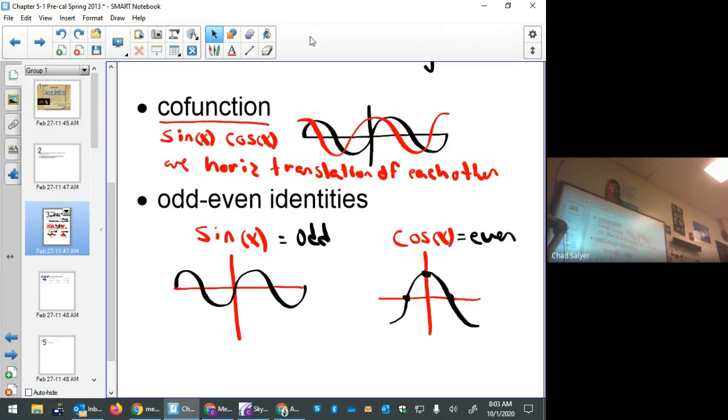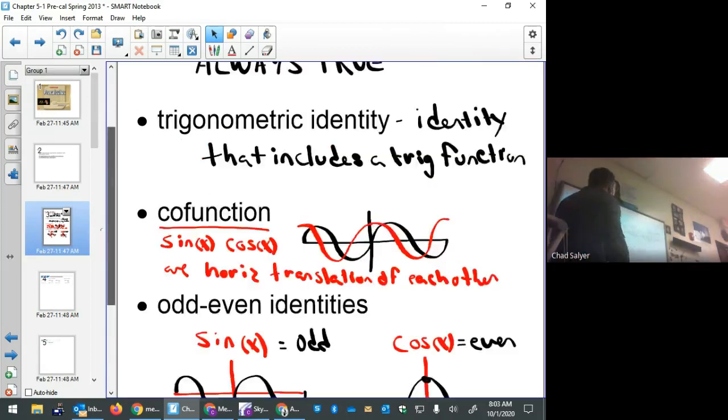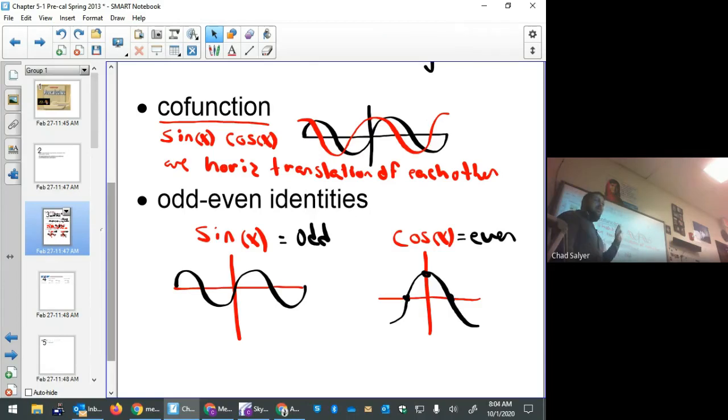All right, any questions about anything we've talked about? Okay, cool. So there are many other families of trig identities, but these are two the book identifies as ones you're probably not familiar with.